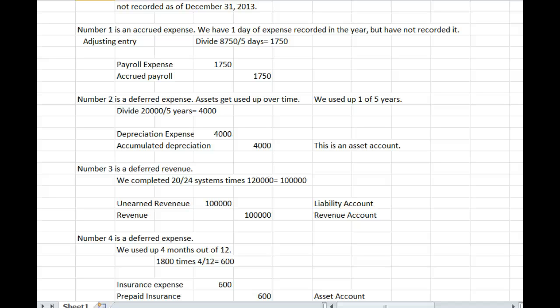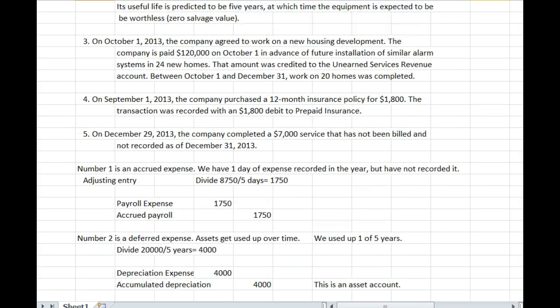We used up one of 5 years, so we're going to divide the cost by the number of years. So $20,000 cost divided by 5 years equals $4,000 expense per year. So we're going to write an adjusting entry, debit depreciation expense, credit accumulated depreciation, which is kind of a negative asset account, $4,000.